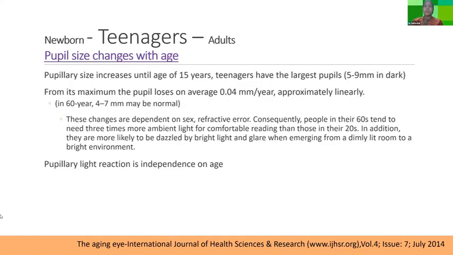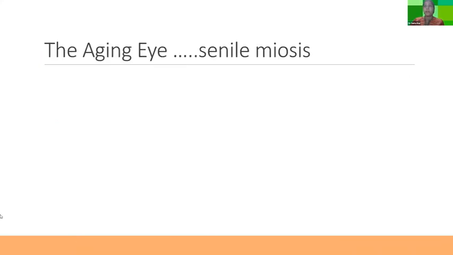Pupils change their size with age. They are smaller in the newborn, increase in size in the teenagers, and the pupil reaches its maximum size until 15 years of age. So teenagers have the largest pupils, as large as 5 to 9 mm in the dark. From its maximum, the pupil then again loses size on an average of 0.04 millimeters per year, approximately linearly. So in a 60-year-old, the pupil will be as small as 4 to 7 mm, and that may be normal. The pupillary light reflex is independent of age.